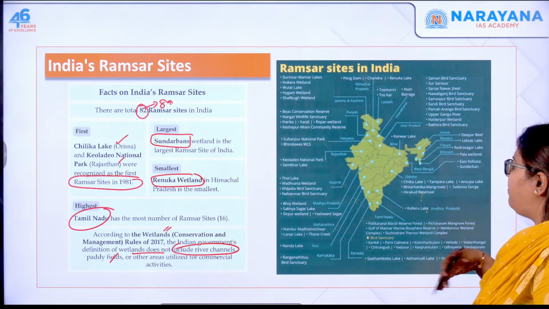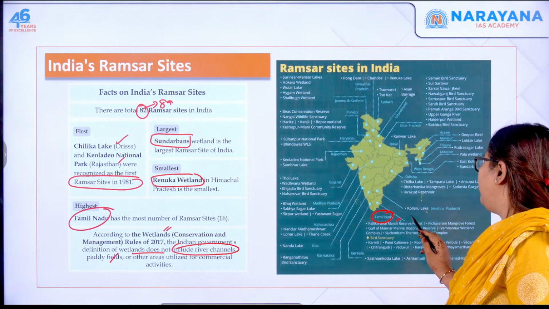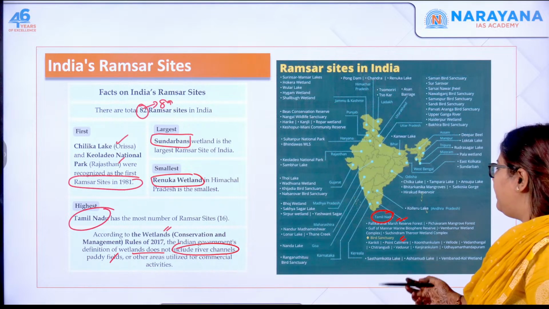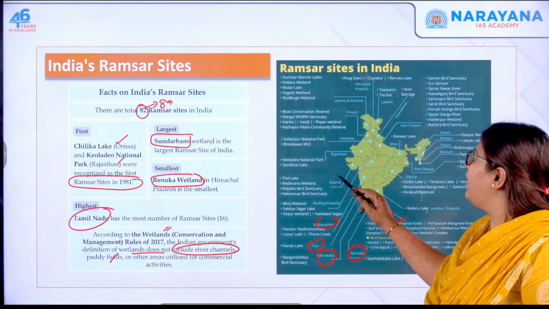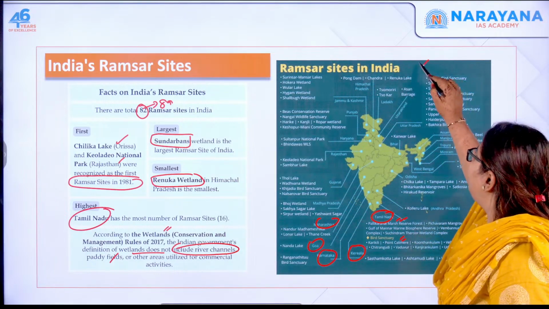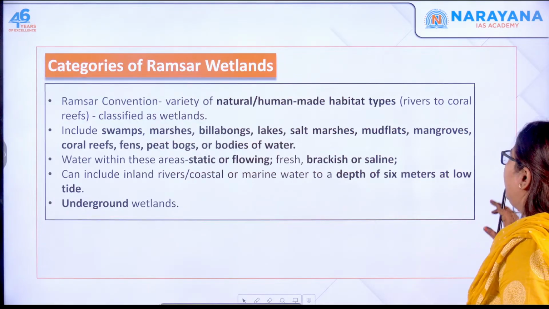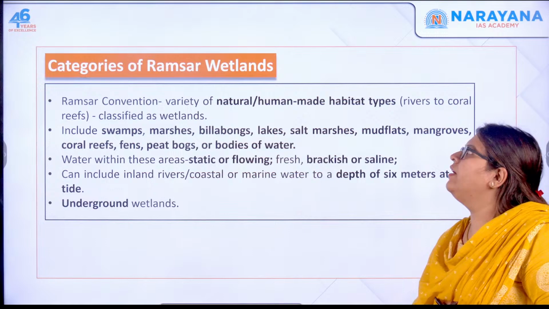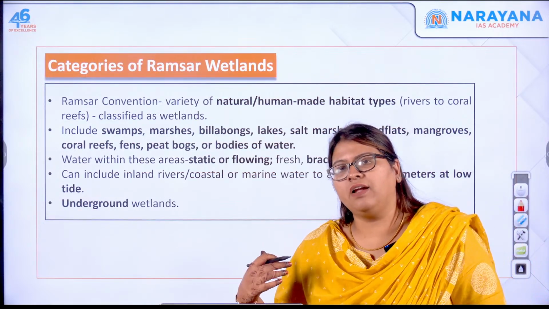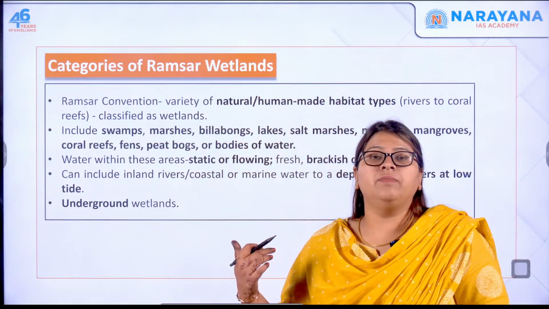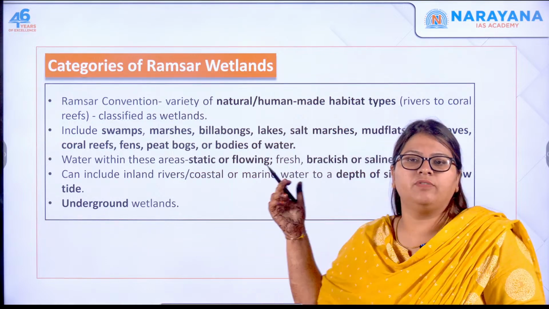This is a map, very important. In the state of Tamil Nadu, you have a number of wetlands as well as bird sanctuaries, and the same is given for Kerala, Karnataka, Goa, Maharashtra, and other states. Very, very important map, and you need to know this. Now, let's move forward to see the categories of Ramsar wetlands. What are all the areas that are classified? We had the Wetland Conservation Rules of 2017. Similarly, internationally, what qualifies to be a wetland or a Ramsar site is what we will see.